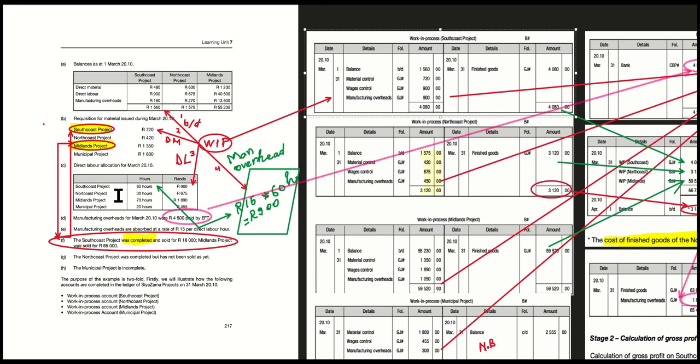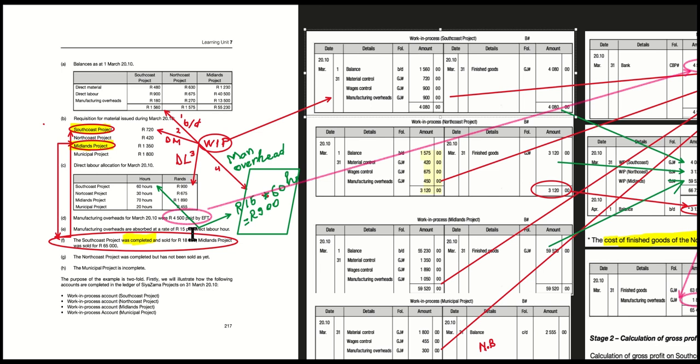For the wages or the direct labor, obviously we had to look at the direct labor. So when you're looking at section C, this tells you what the direct labor rand value is. It tells you the hours, but it also tells you the rand value. So when you look at wages control or direct labor for the South Coast project, it's 900 rand, and we take that into account. For the manufacturing overhead, we will have to take the 15 rand per direct labor hour that was provided to us as an absorption rate.